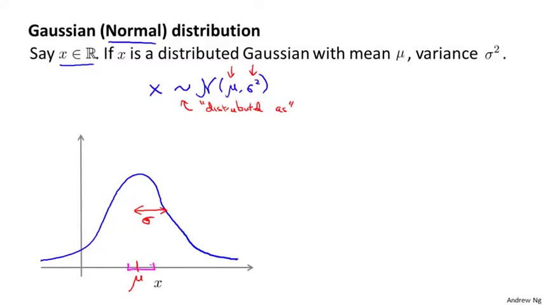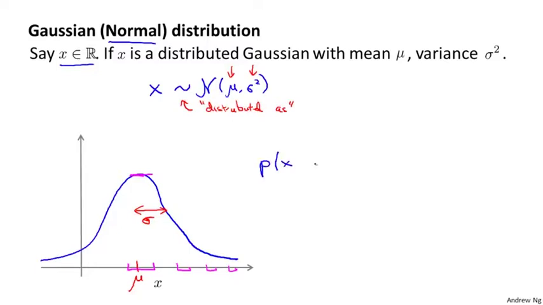So X taking on values in the middle here is pretty high, since the Gaussian density here is pretty high, whereas x taking on values further and further away will be diminishing in probability. Finally, just for completeness, let me write out the formula for the Gaussian distribution.